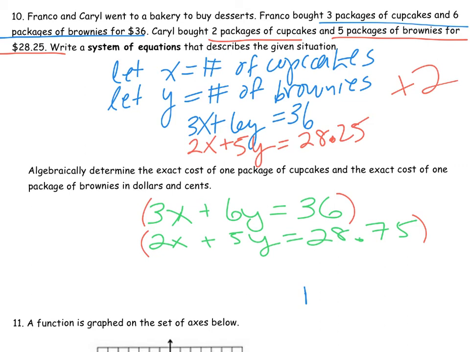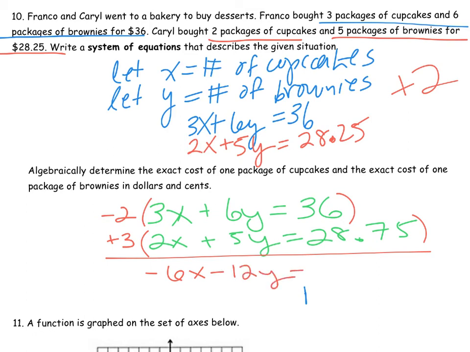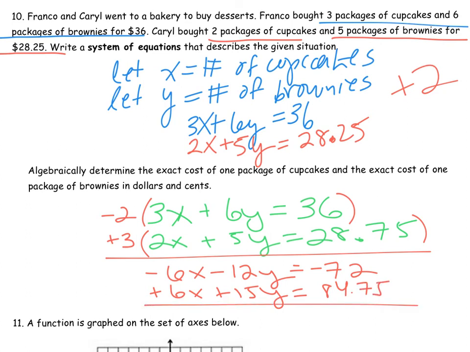So if I multiply the top by -2 and the bottom by +3, this is what I'll be left with. I'll have -6x minus 12y equals -72. And then the bottom equation, I will have +6x plus 15y equals +84.75. Now, if I were to solve this, notice the whole point was to get these x's to cancel, which they do. -6x plus 6x just goes away. I have 3y equals 12.75.